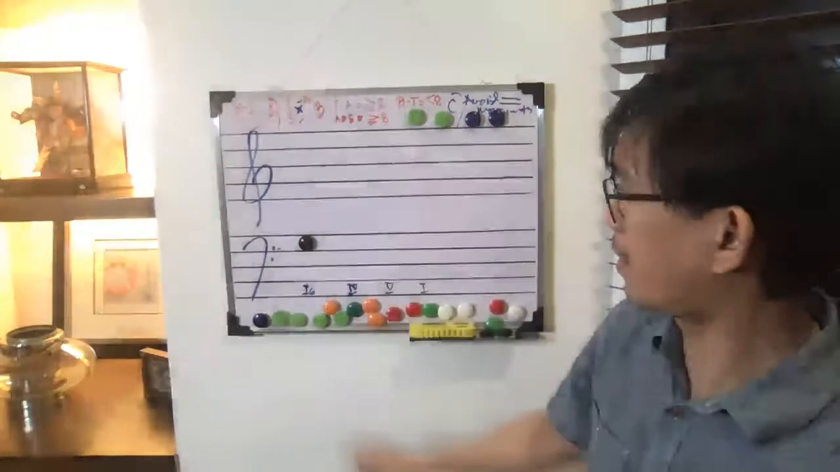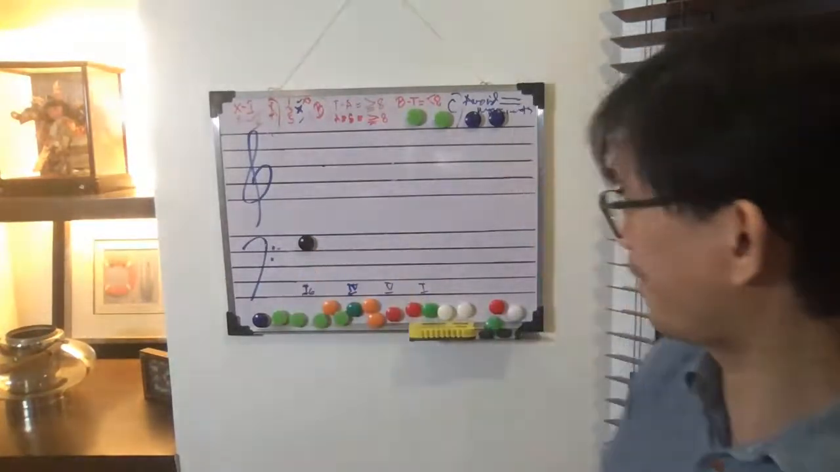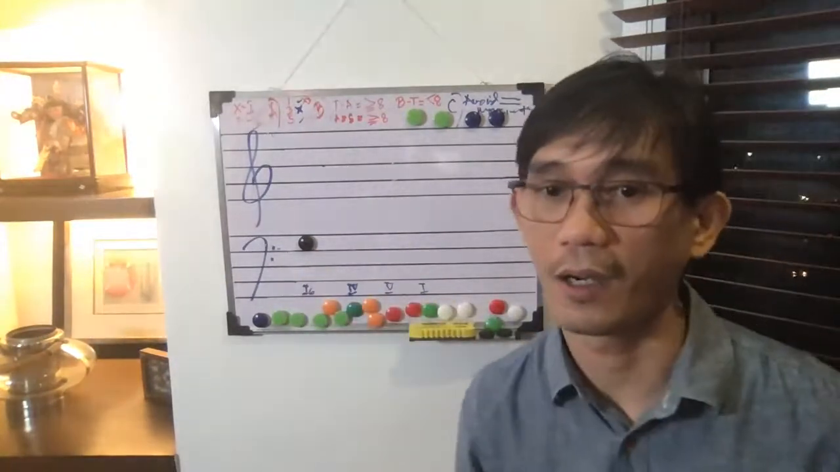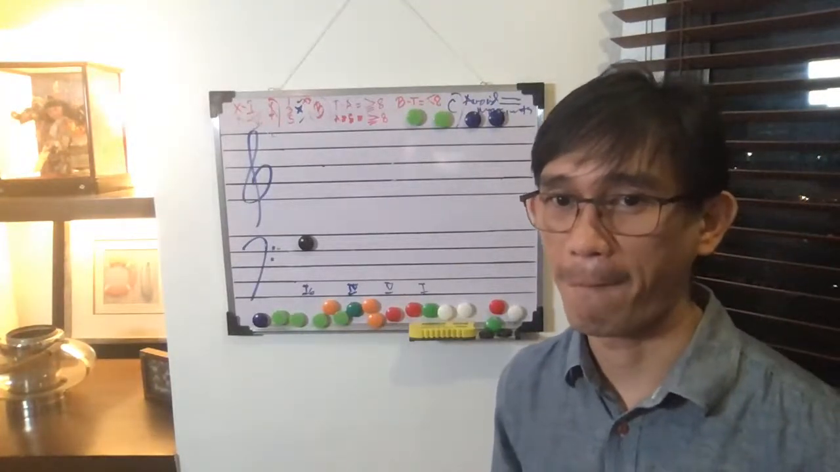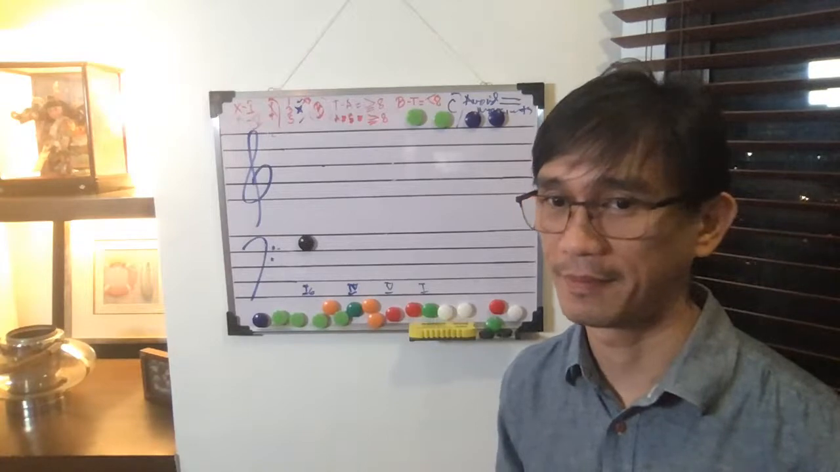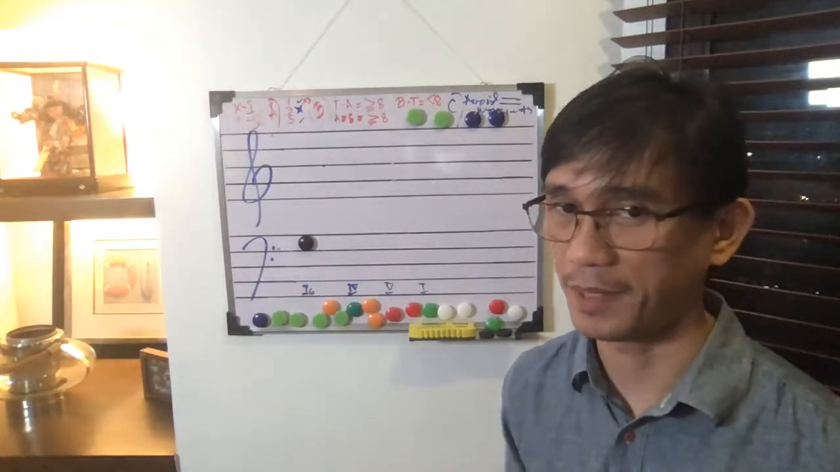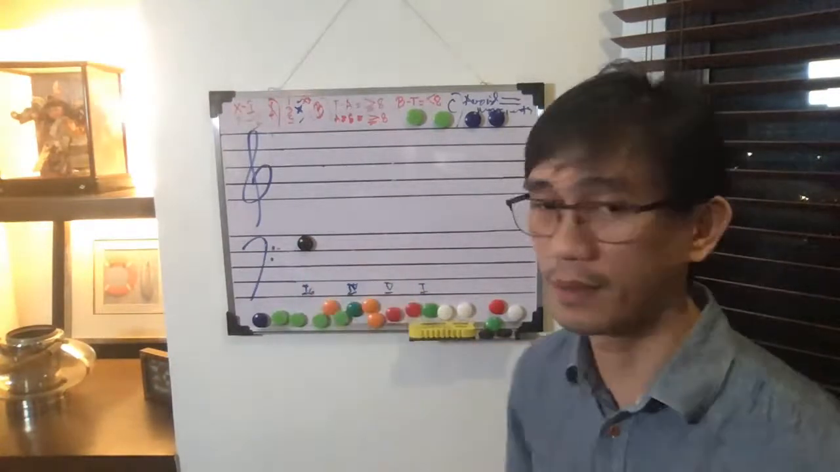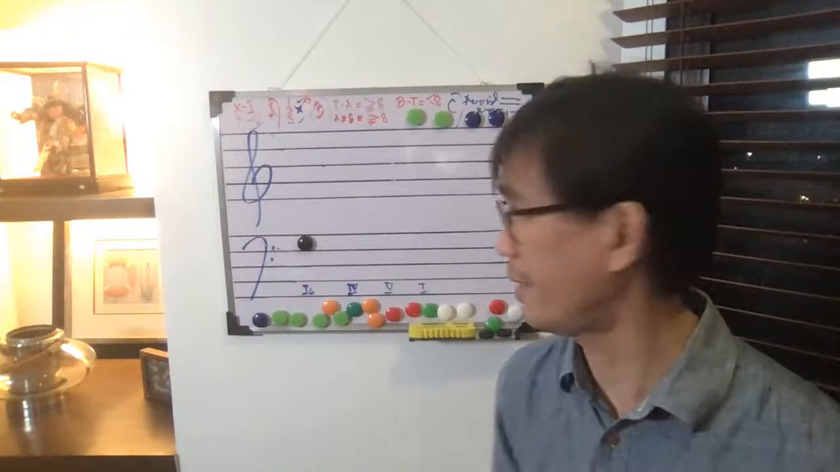So back to my question. If this is your tonic, the base of your tonic 6, what key are we in? Question. That's your tonic 6 base. That means this is the third in the chord. What key?